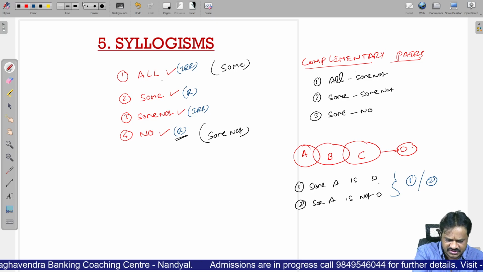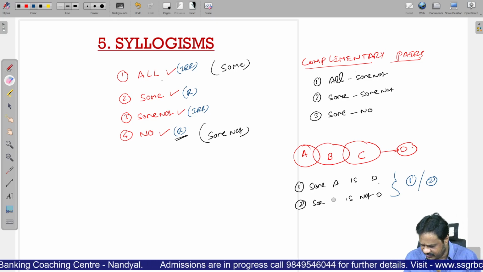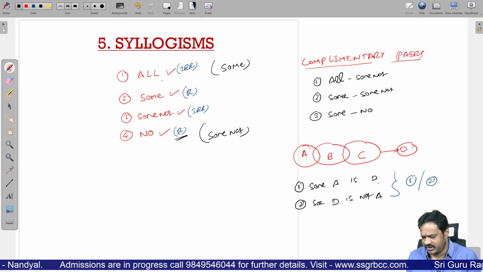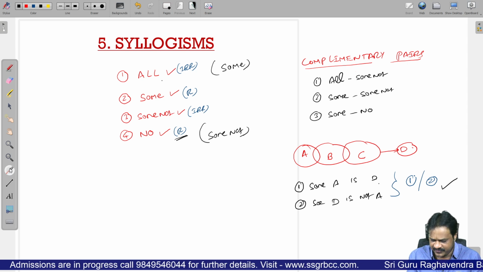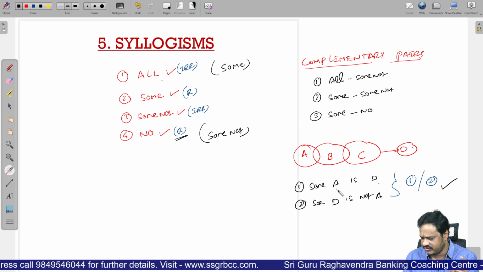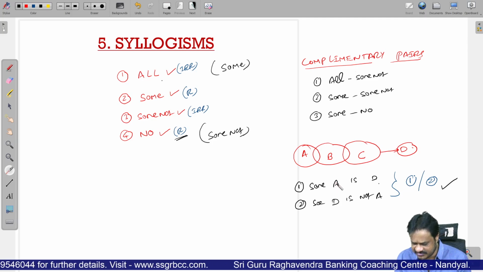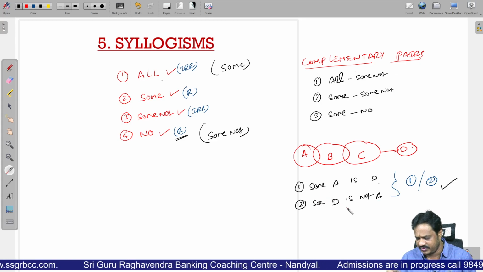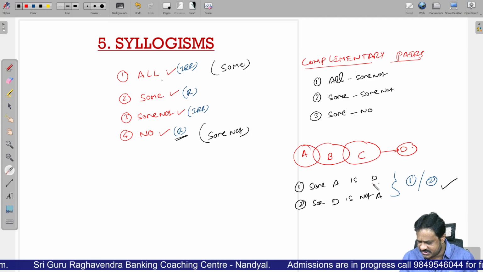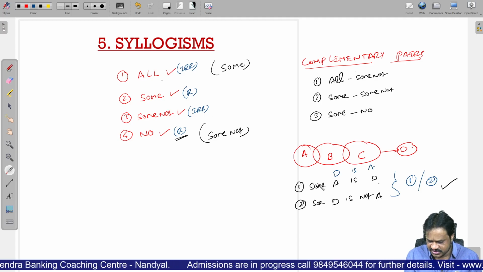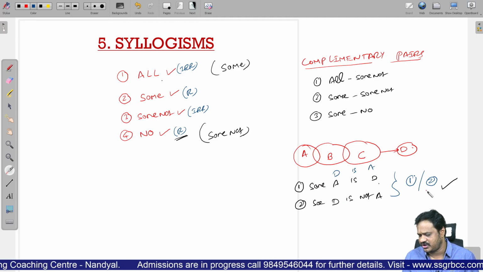Now, the same thing, just observe the difference. If I am writing like this, is it a complementary pair? Yes, this is also a complementary pair. The first one is called the subject, the second one is called the predicate. Whenever you are given syllogisms, the first one is the subject, the second one is the predicate. Even though the subject and predicate positions are changed in some and some not, this will be taken as a complementary pair. Why? Because we can reverse some A is D, it can be written as some D is A. Now, some D is A, some D is not A. So this is also a complementary pair.